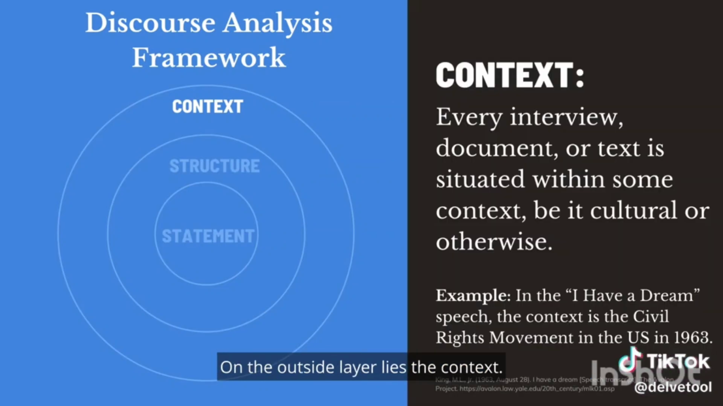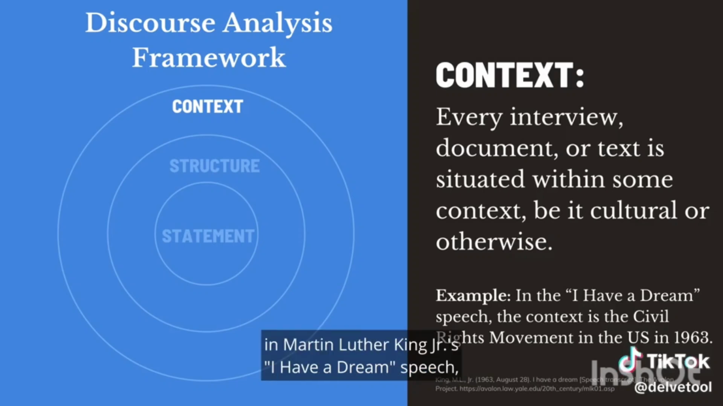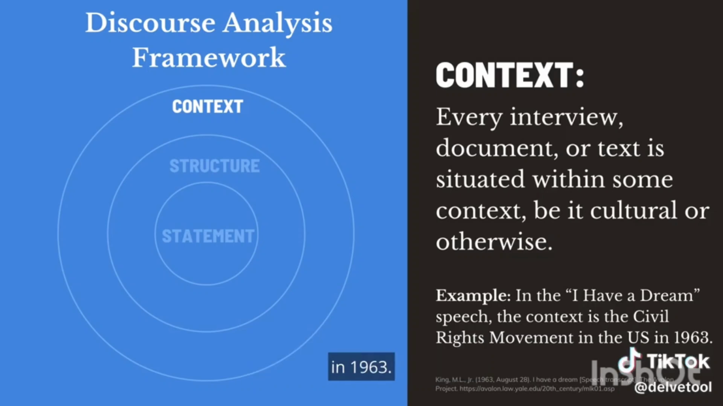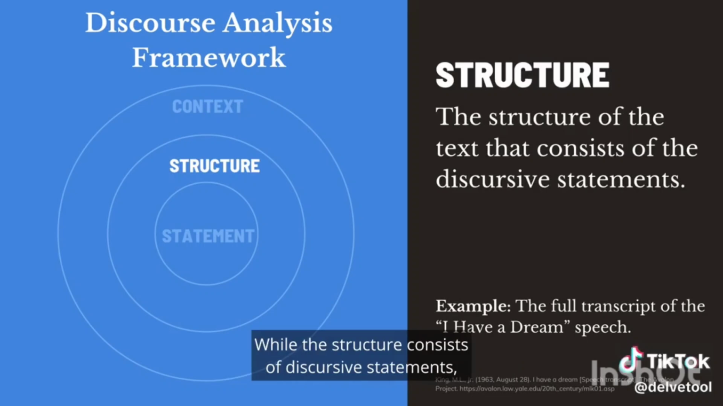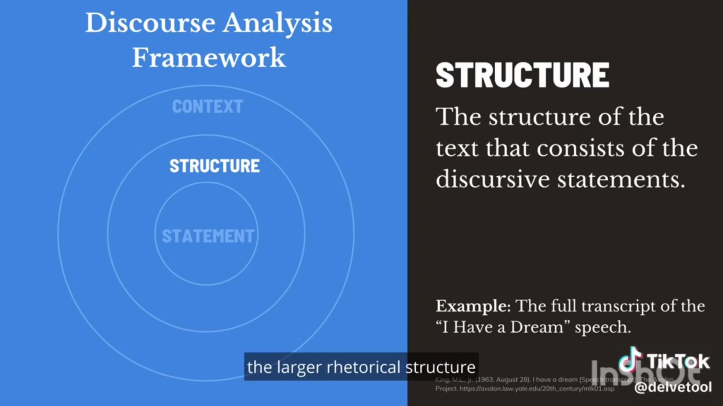On the outside layer lies the context. Every interview, document, or text is situated within some context, whether it's cultural or otherwise. For example, in Martin Luther King Jr.'s I Have a Dream speech, the context is the civil rights movement in the United States in 1963. Moving in one more layer, we encounter the structure of the text. While the structure consists of discursive statements, these statements are part of a larger rhetorical structure. In our example, the larger rhetorical structure could be the full transcript of the speech.